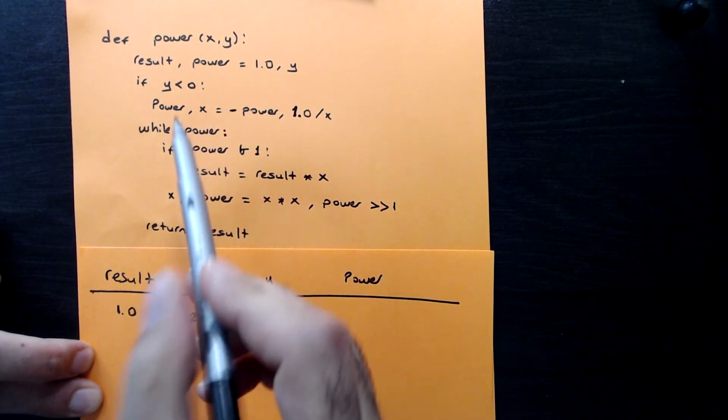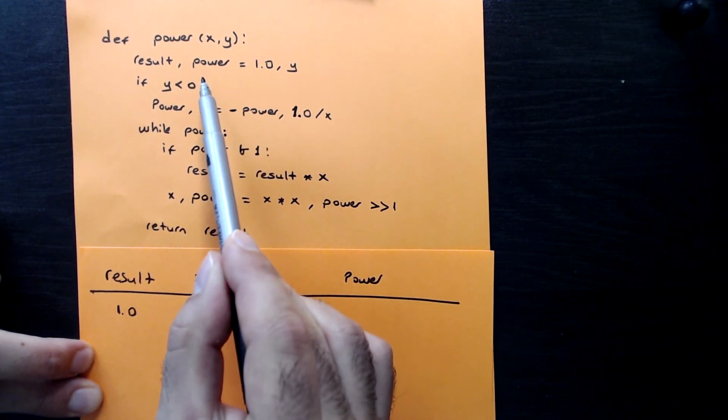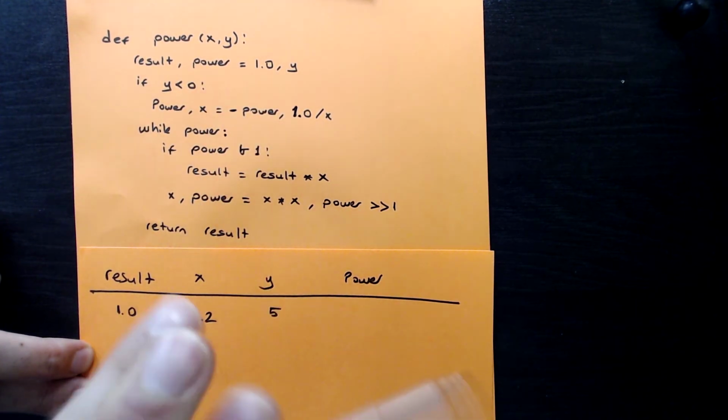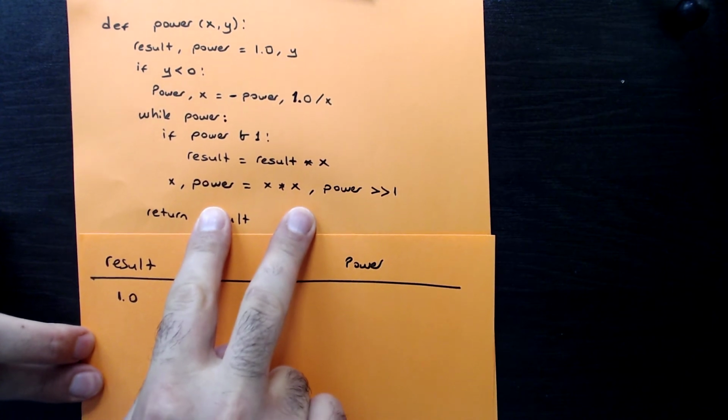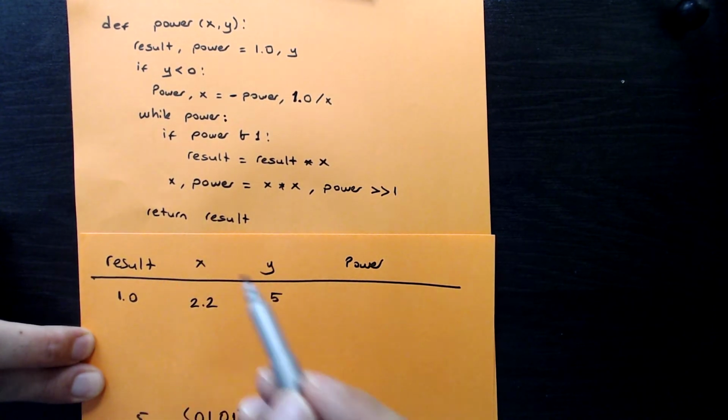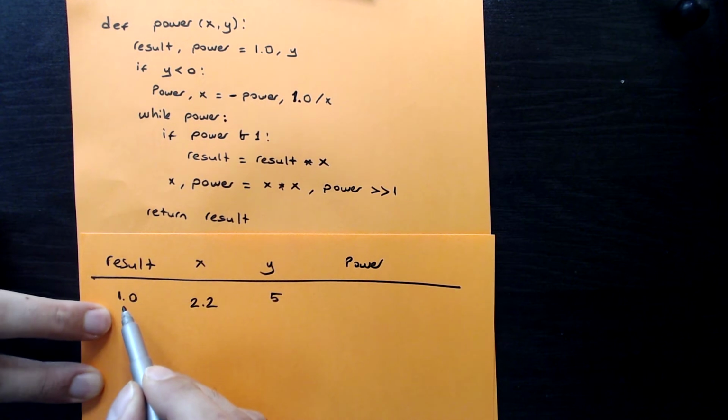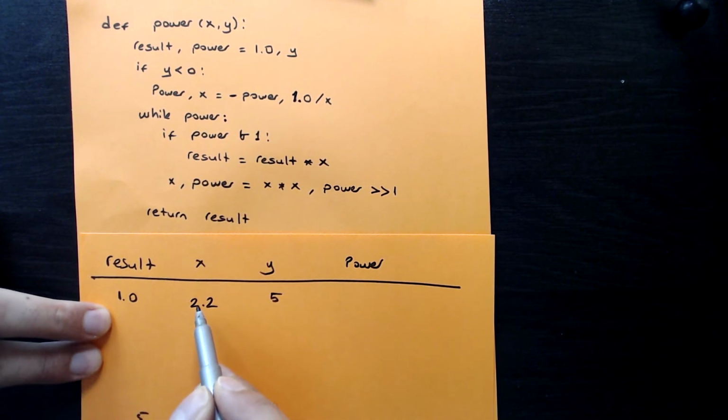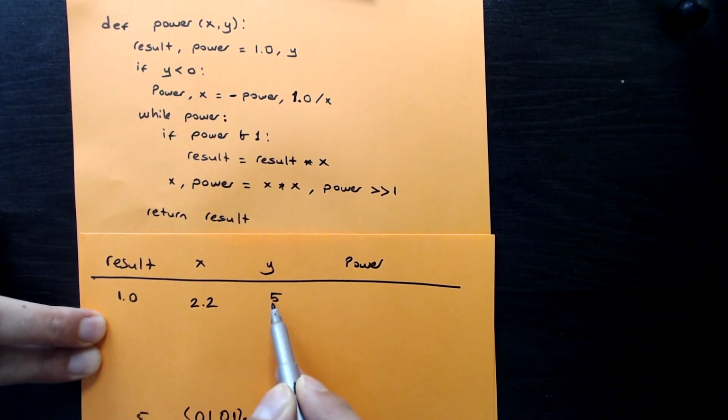So let's walk through it. I'm going to move this up a little bit more here. Hopefully you can still see it, right? So our result starts with 1.0, and our x is initialized to 2.2, and power, which is y, is 5.